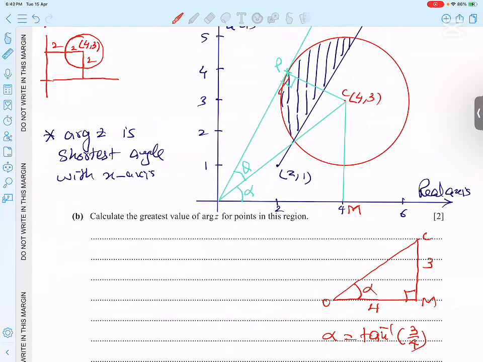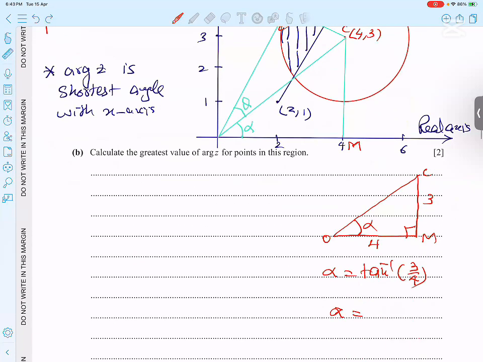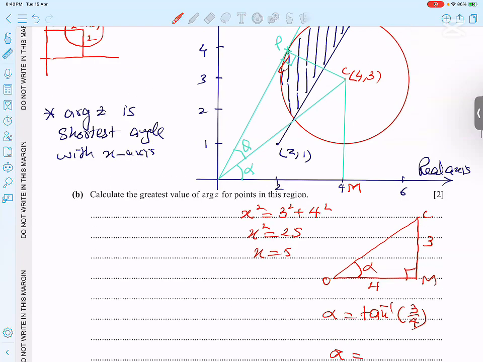Problem is this triangle data is not enough because I have the radius, but I don't have this length. But this length we can find from here. So I'll use Pythagoras theorem and I'm finding it now here. X to power 2 equal to 3 to power 2 plus 4 to power 2. This become 25. And you know this gives you always 5. So this is a 5.